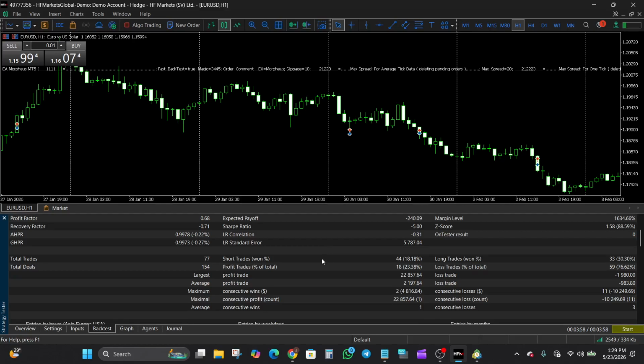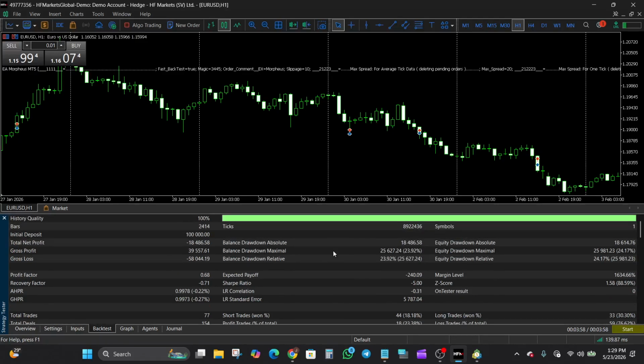Before considering any live use, it's always best to test the EA properly and more extensively. If you are really interested in this EA, adjust settings where needed and see how it behaves under your own trading conditions. Overall, the EA Morpheus presents a structured breakout approach with built-in filtering and adaptive trade management. But like any system, its effectiveness really depends on how it is configured and the environment it is running in.